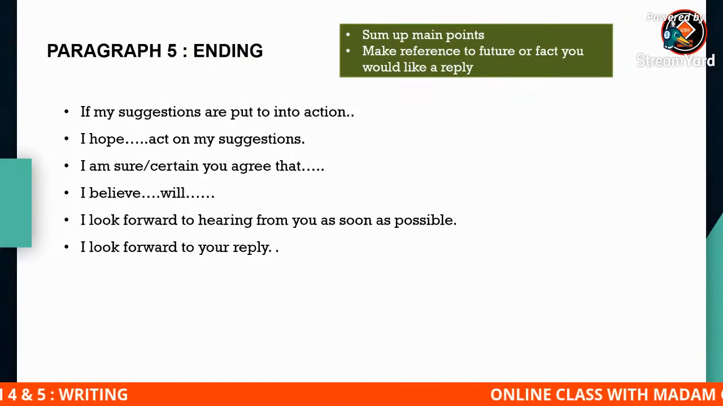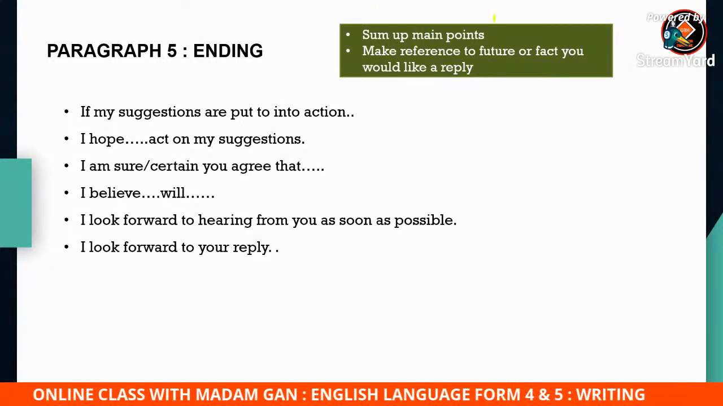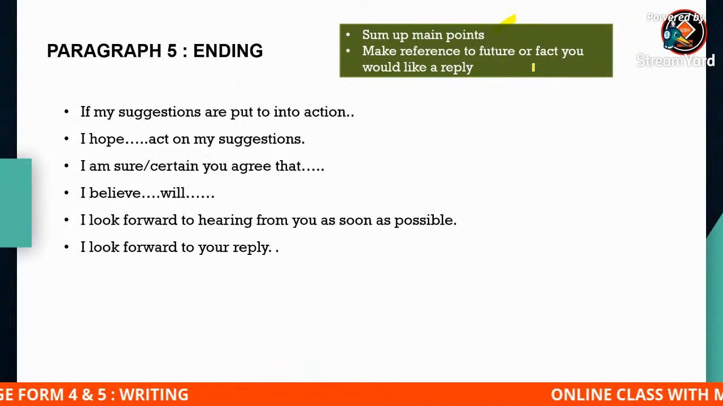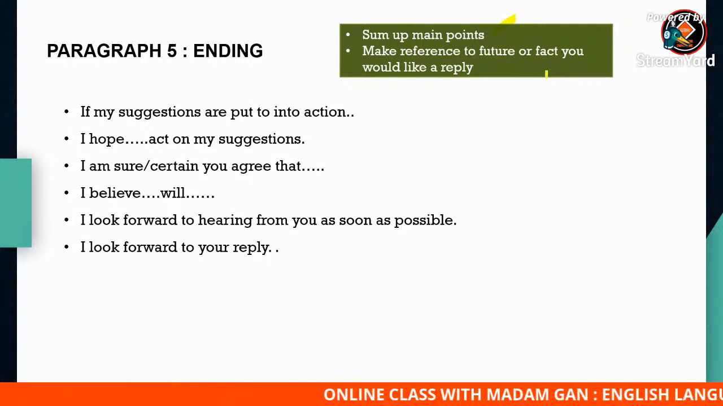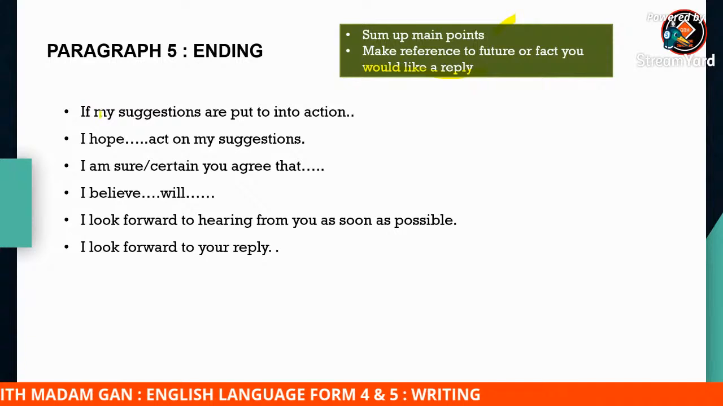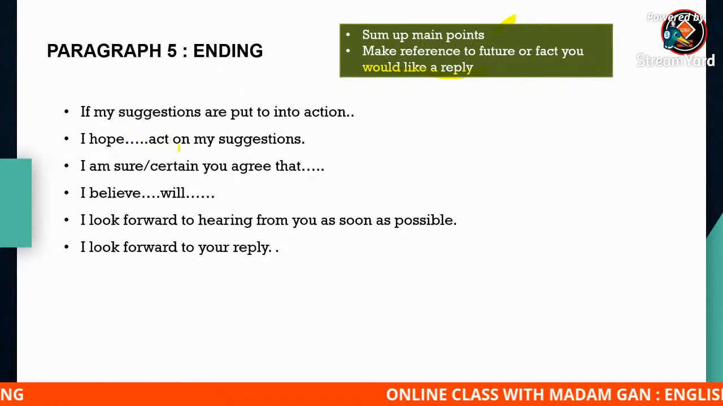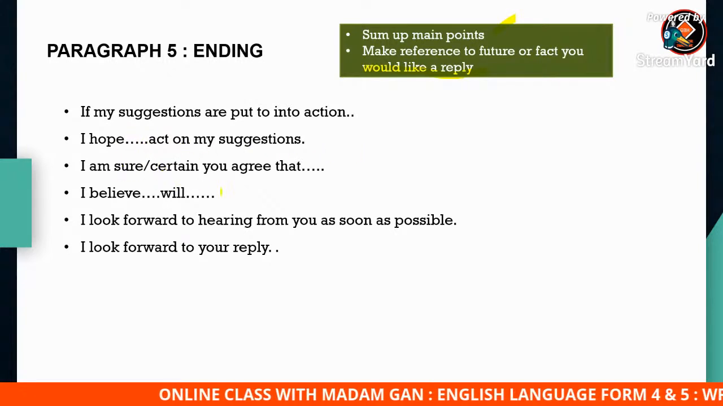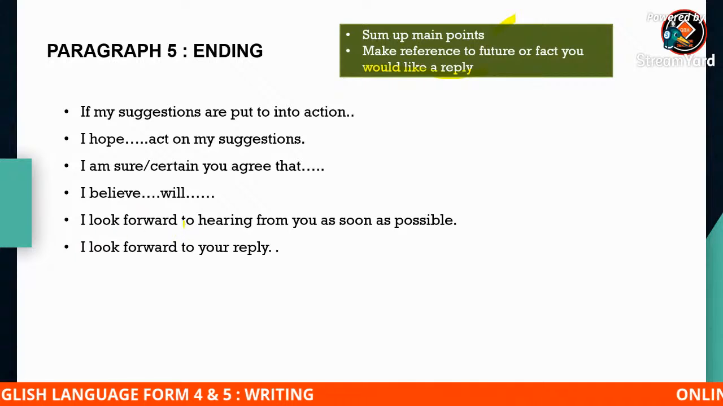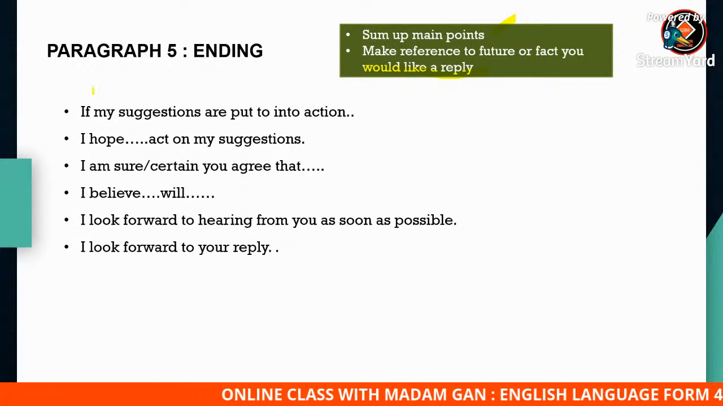Next, for paragraph 5. Okay, do I have questions? No questions. Okay. So for paragraph 5, this is the ending. Remember, you have to sum up the main points, and then you have to make reference to the future or the fact that you would like a reply. In the letter or the email, you must say that you would like a reply from the recipient. For example, if my suggestions are put into action, I hope you can act on my suggestions. I'm certain, I'm sure you agree that, or I believe you will. I look forward to hearing from you as soon as possible. I look forward to your reply. So you can memorize some of these phrases.